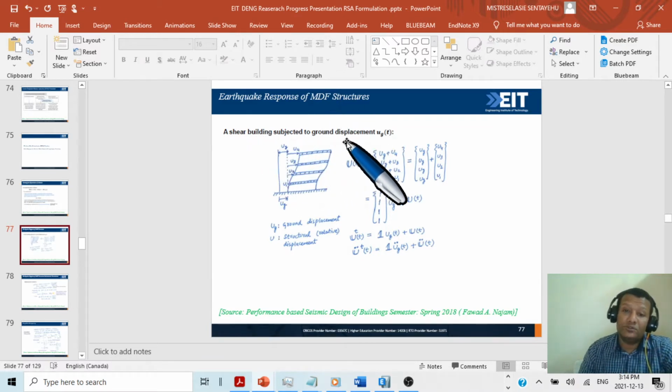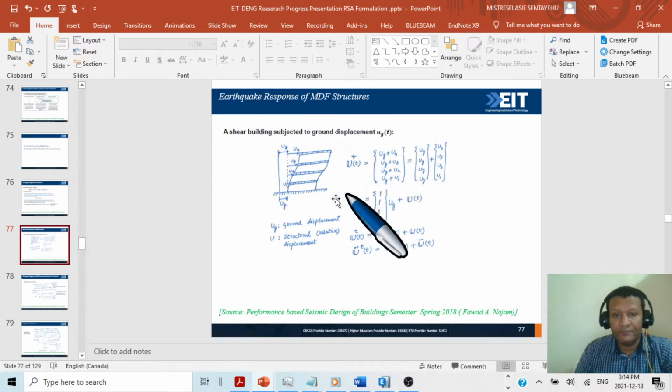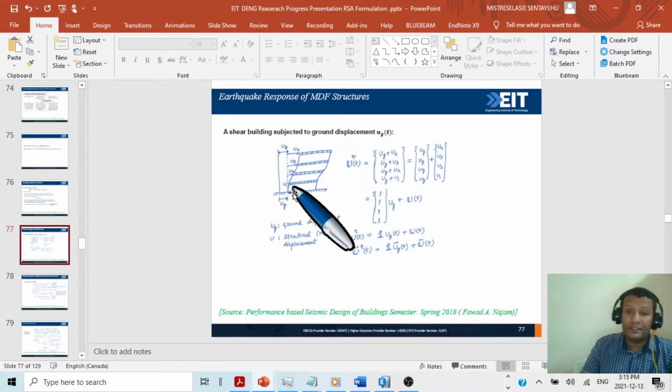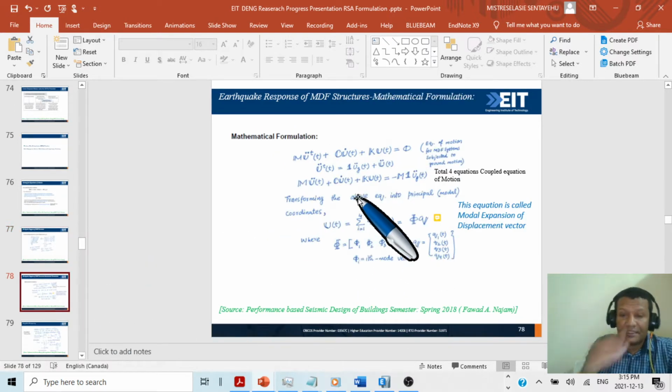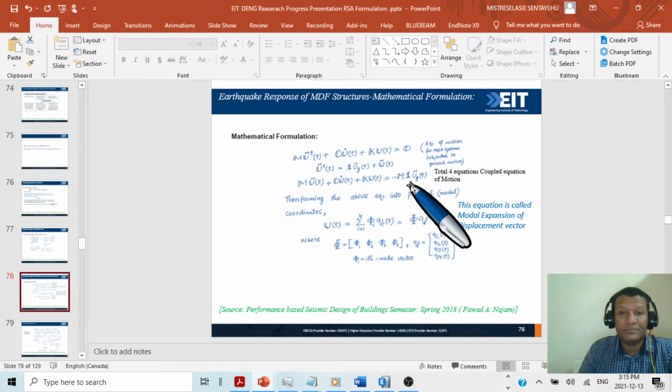A shear building subject to ground displacement ug(t). For example, we have ground displacement ug, and we have a structural displacement u. So the total displacement will be ug plus u(t). So in vector form, u total will be ug plus u(t), structural displacement plus ground displacement. I explained this in my second video. I will just quickly explain and pass it.